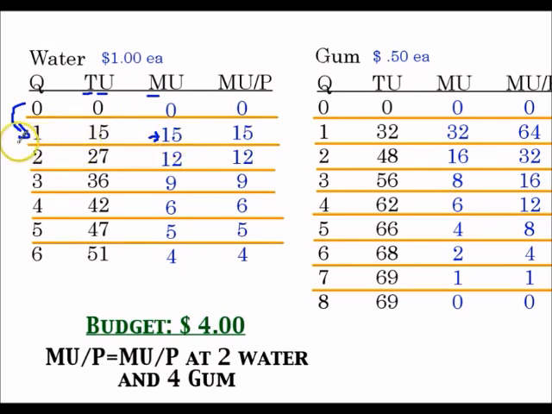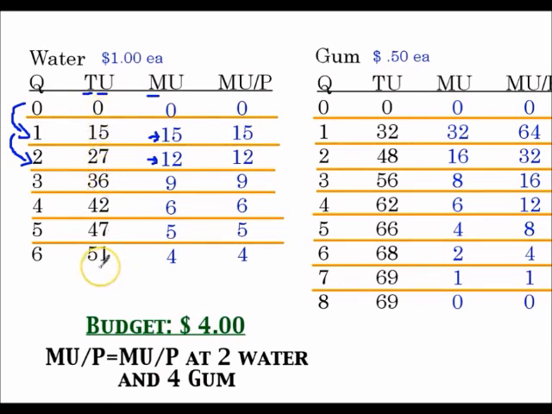Now when I consume my second bottle of water, that second bottle of water is going to give me another 12 units of satisfaction, which means I got 15 utils from my first bottle of water, plus another 12 utils from the second bottle of water, which means my total utility is 27. That includes all the satisfaction from the first bottle. If you drink a bottle of water and you receive satisfaction, when you drink a second bottle of water, it does not erase the satisfaction you have achieved from the first bottle. So total utility is going to constantly go up.